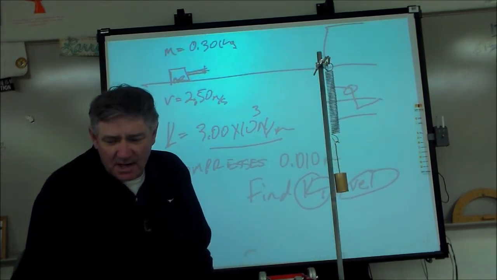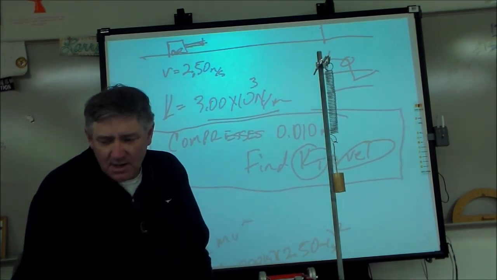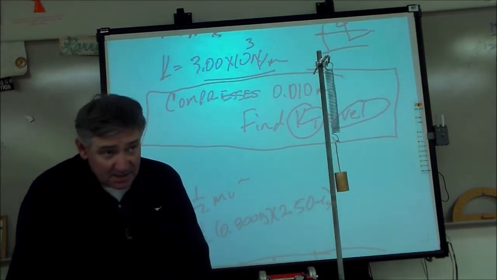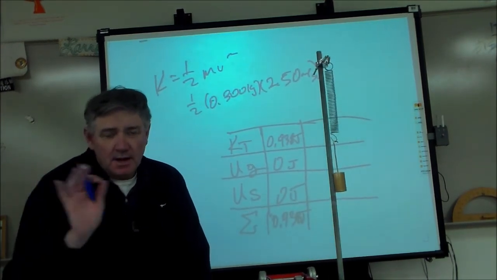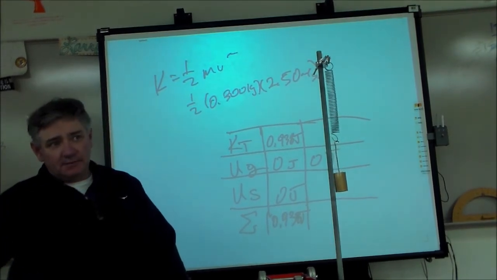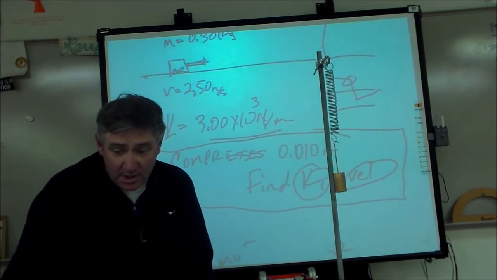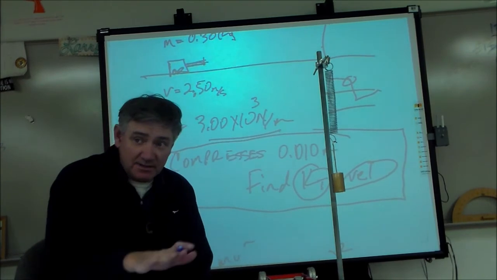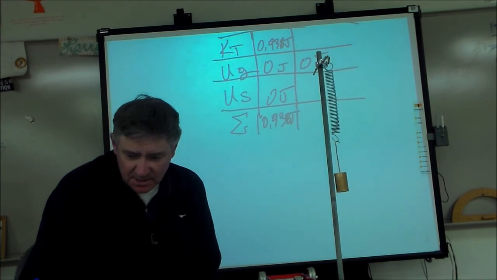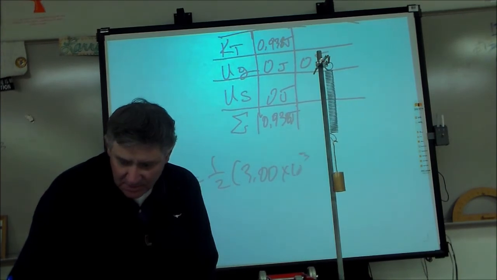If you go to what I want to find out next, I'm going to compress this spring 1 centimeter. I want to figure out how much kinetic energy I have left over and what the velocity will be. I don't have to worry about UG because I'm not going up a hill. Do I have enough information, since it's compressed 0.1 and I know the spring constant? Yes. Can I calculate Us? So Us is going to be 1/2 K x squared, with K being 3 times 10 to the third newtons per meter.